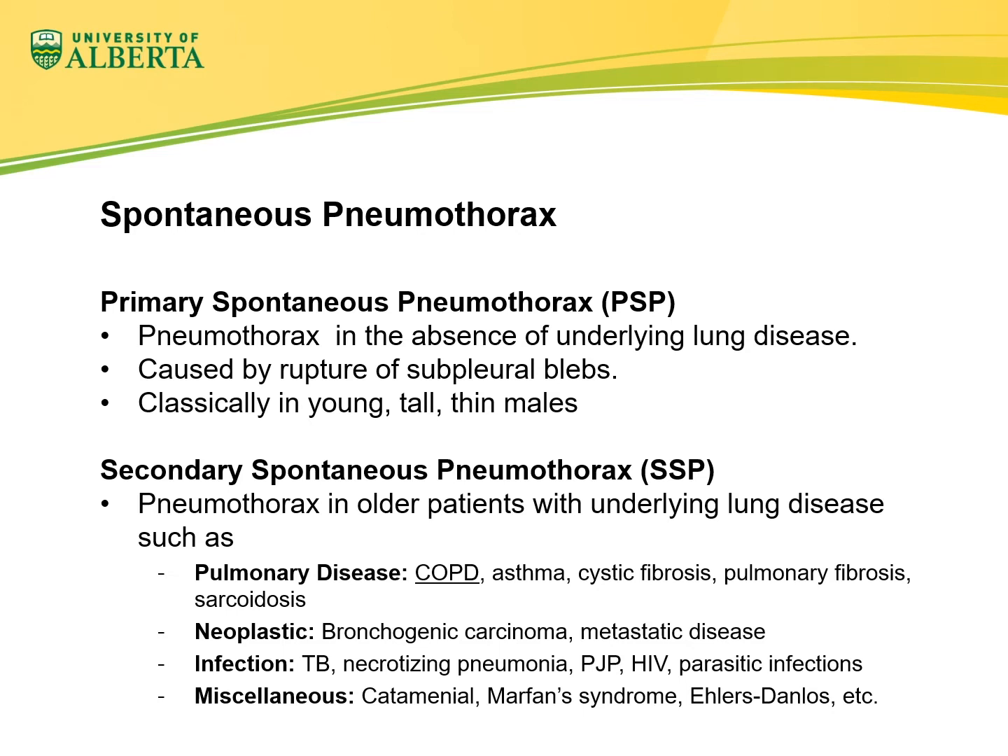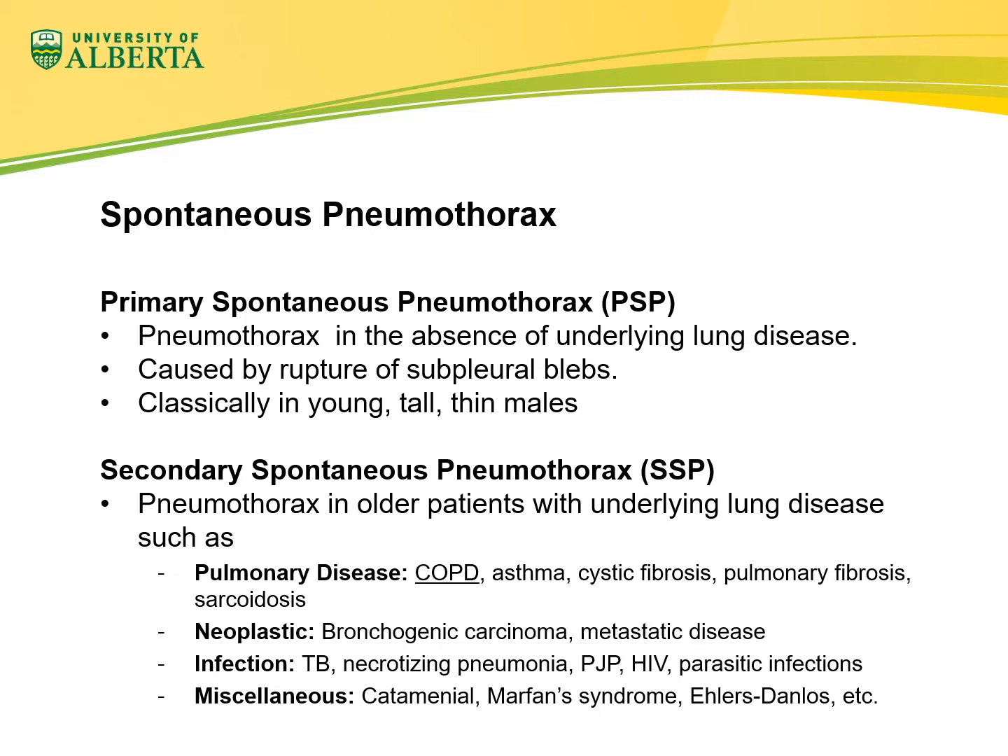In contrast to primary spontaneous pneumothorax, secondary pneumothorax presents in older individuals, typically over the age of 55, with known underlying lung disease, such as COPD, asthma, cystic fibrosis, pulmonary fibrosis, sarcoidosis, neoplastic disease such as bronchogenic carcinoma and metastatic disease, infectious etiology such as TB, necrotizing pneumonia, Pneumocystis jirovecii pneumonia, HIV, and parasitic infection. Other miscellaneous causes include catamenial, Marfan syndrome, and others. COPD is the most common underlying cause of secondary spontaneous pneumothorax.